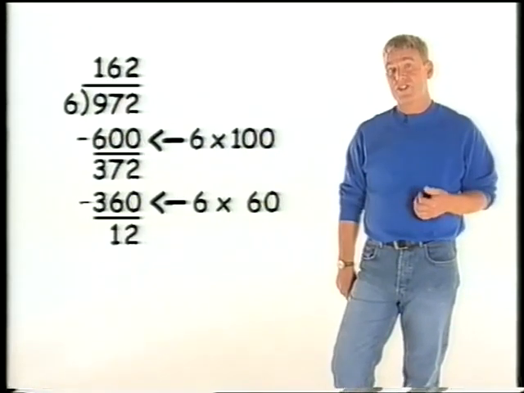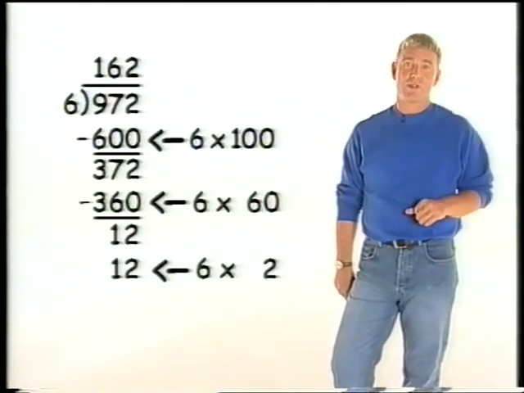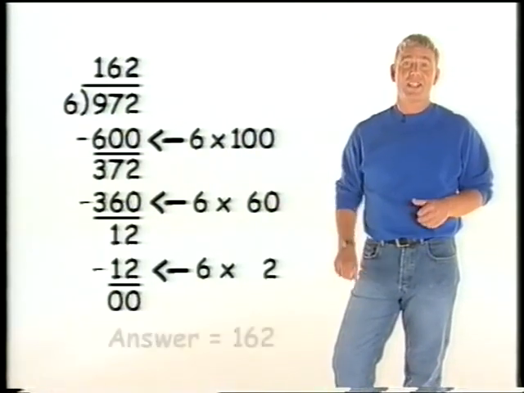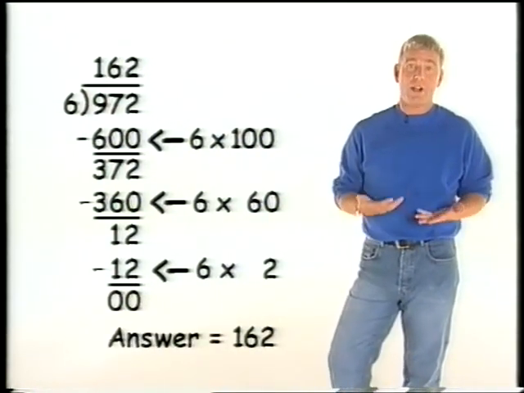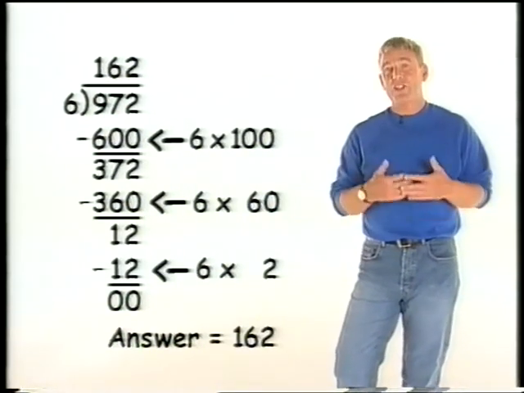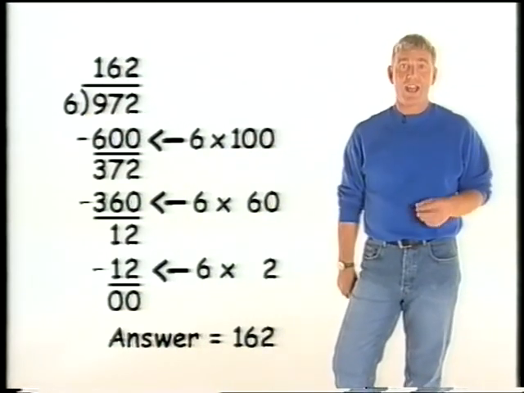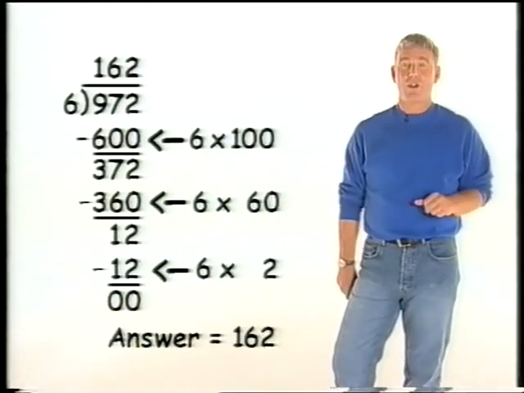6s into 12 is 2. 2 times 6 is 12. 12 from 12 is 0. So the answer is exactly 162. The important thing is to make sure everything is lined up properly, with the units above each other, the tens above each other, and so on.